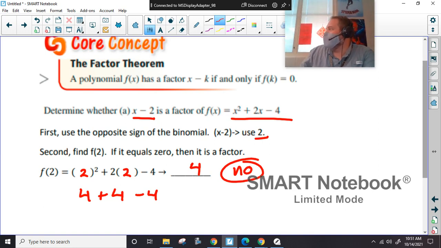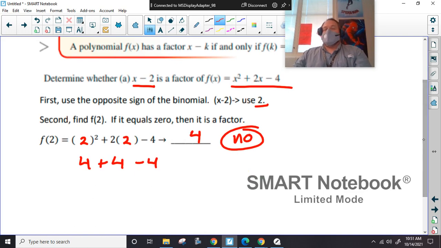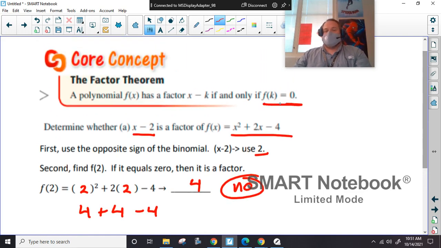Why are we doing what? Because, yes, I finished answering one question and I had somebody ask exactly the same question. So, yeah, if it's a factor, after you plug it in, it equals 0. So it's not a factor. Yes.